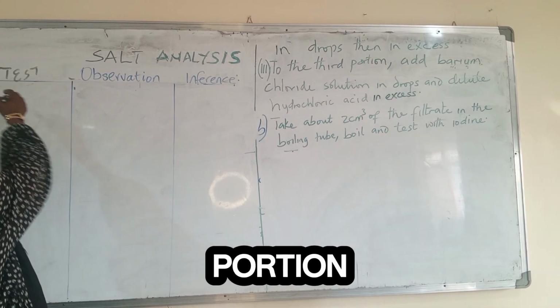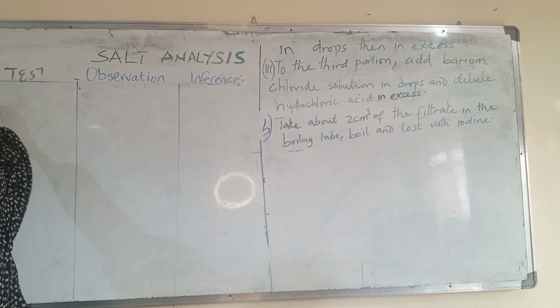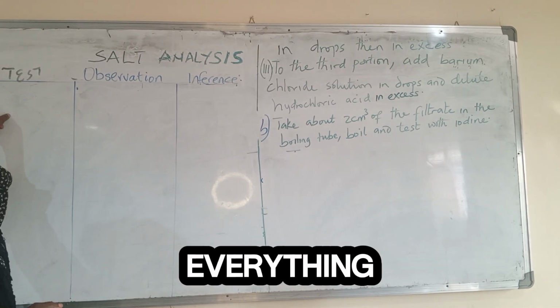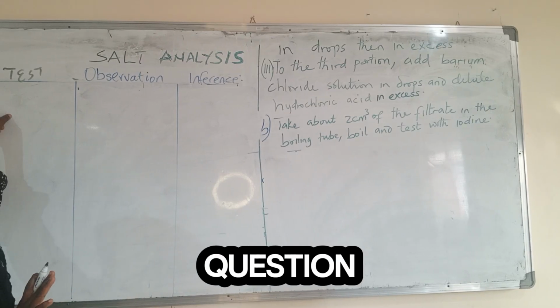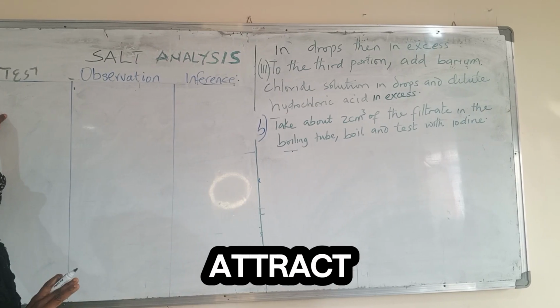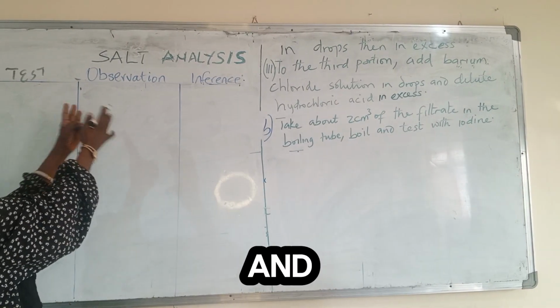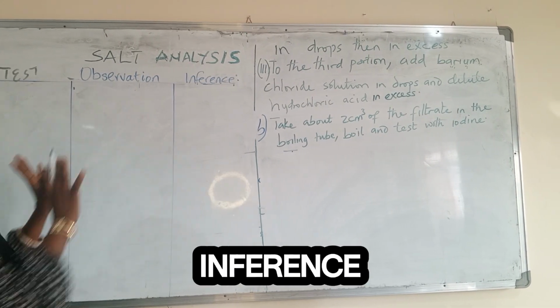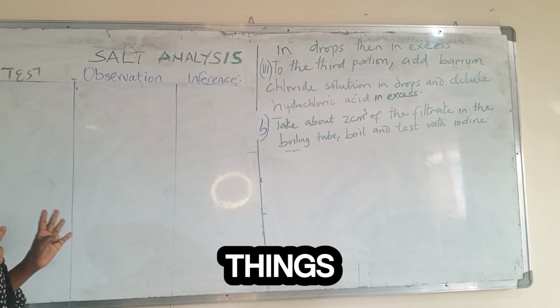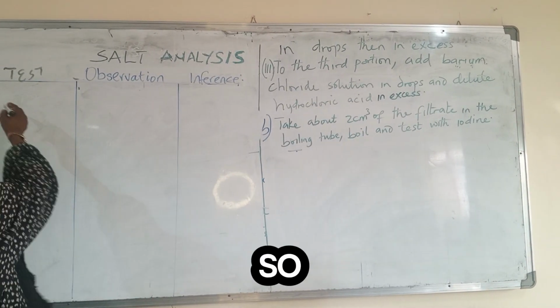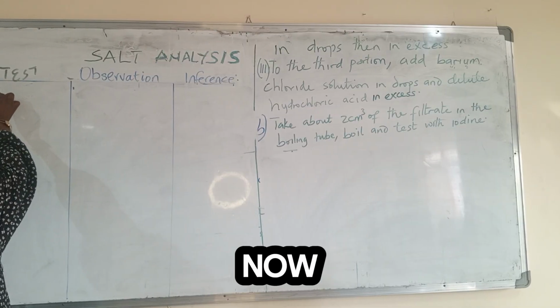Now, to the third portion. Don't forget to number everything accordingly, as it's written in your question paper. A neat work will attract more marks. You will have more marks when you write your observation and your inference accordingly. Don't mix things up, to get good marks. So, the third portion.